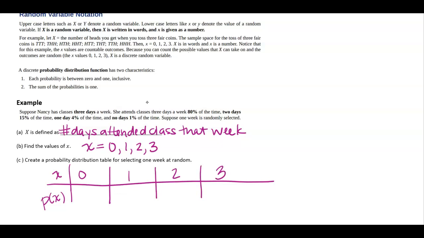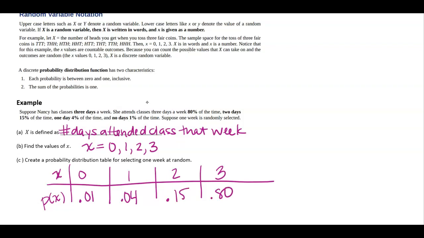And then we can just use this situation to fill in the table. So 0 days, remember this is the number of days attended, so that's going to be 1%. 1 day attended is going to be 4%. 2 days attended, 15%. And all 3 days, 80% of the time.